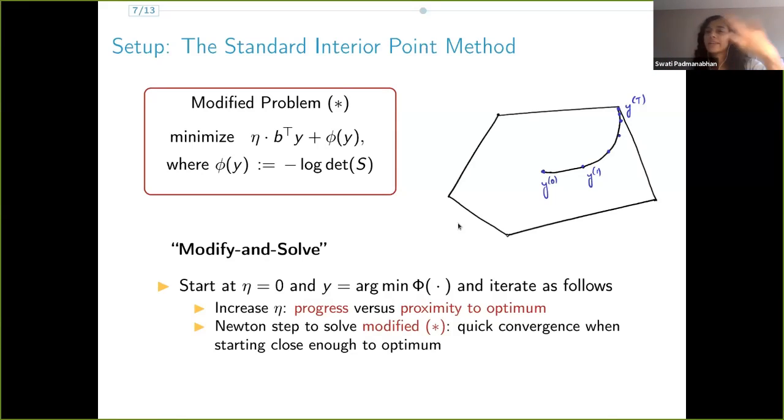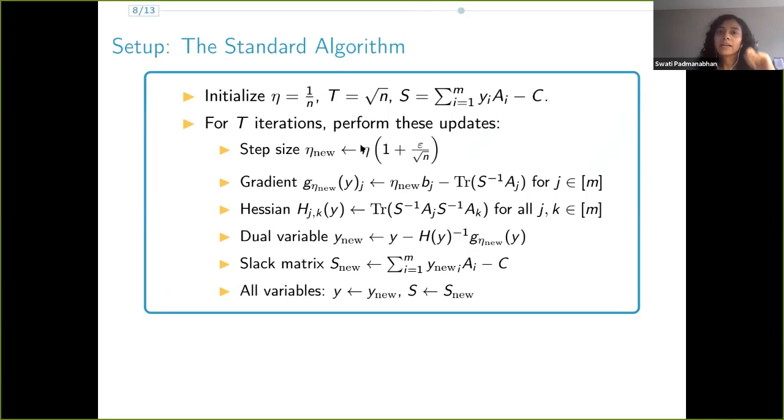So this is what it looks like. You start from the interior and you converge to the optimum. When you apply this paradigm to our specific objective, which was eta times this linear term plus negative log det, this is what the algorithm looks like. This is the standard algorithm. This is the update for eta, and this is our Newton step.